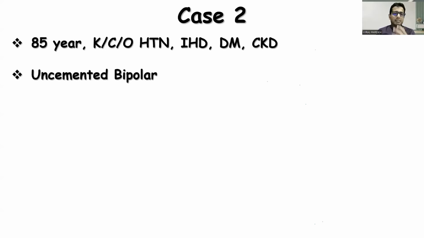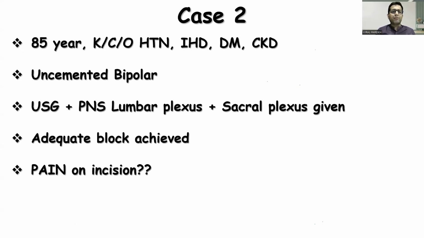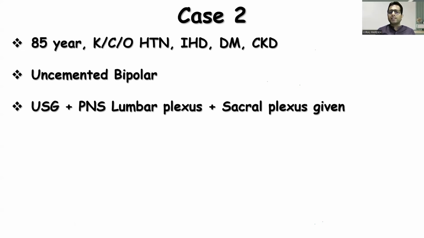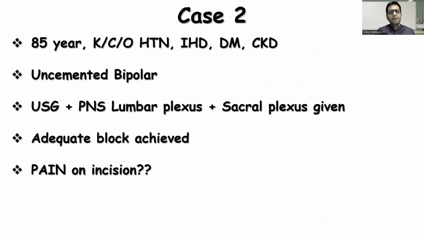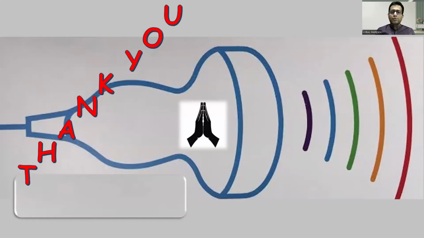Similar to that, this is another patient, 85 years old with multiple comorbidities, who came for a bipolar hemiarthroplasty. The patient was given USG plus PNS lumbar and sacral plexus block. An adequate level was achieved, but there was still pain on incision. This was because the incision was more posterior, and as we all know, the cluneal nerves supply that area, and it also receives innervation from the subcostal nerve. So sometimes in cases with bipolar or THR, we need to ask the surgeon what the site of incision is, and if needed, we can add local anesthetic at that level.